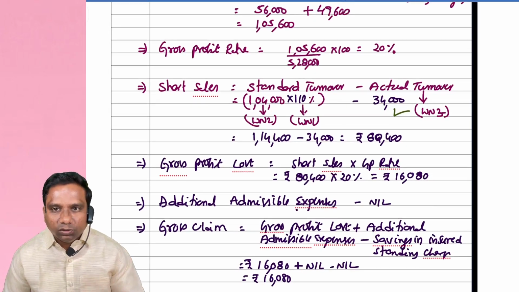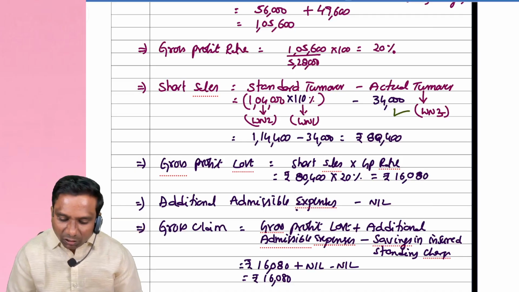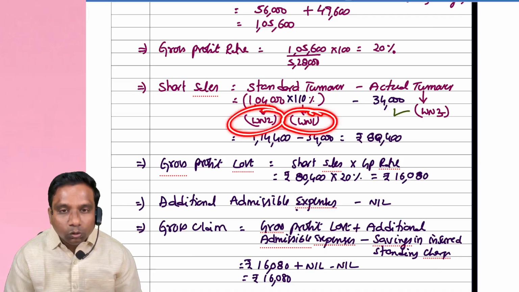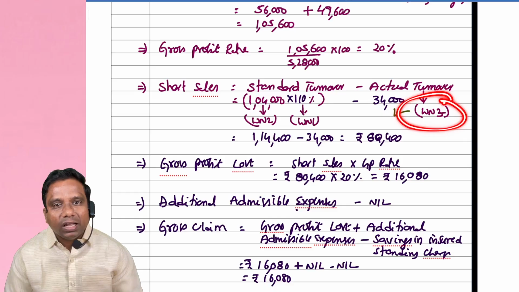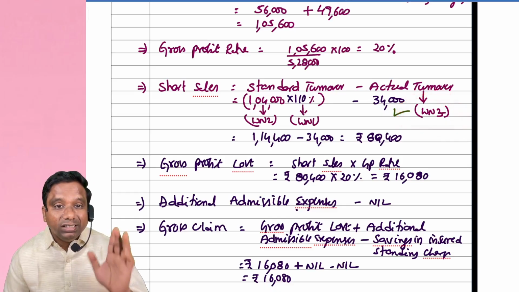Then it is easy. But you should calculate working notes separately. Working note 1 trend, working note 2 standard turnover, working note 3 annual turnover. Is it clear, students? Yes, sir.